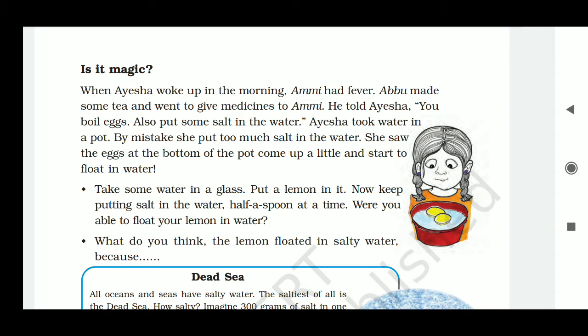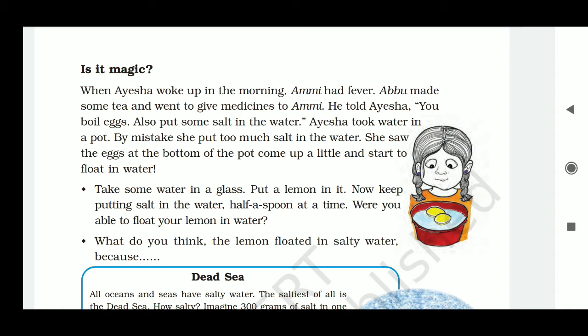He told Aisha, "You boil eggs, also put some salt in water." So while boiling it is advised to put salt. It helps in quick hardening of the white part. Aisha took water in a pot. By mistake she put too much salt in water. She saw the eggs at the bottom of the pot come up a little and start to float in water.